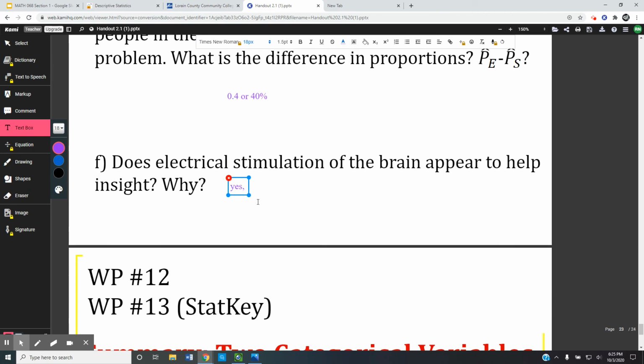We also could have a discussion about how this is a valid test. It's not an observation, and we could actually put a little bit of causation here. So yes, electrical stim does help people. Does help people gain insight, and it would be on new problem solving. I wouldn't go trying this on yourself.